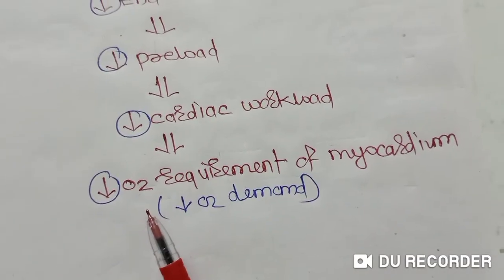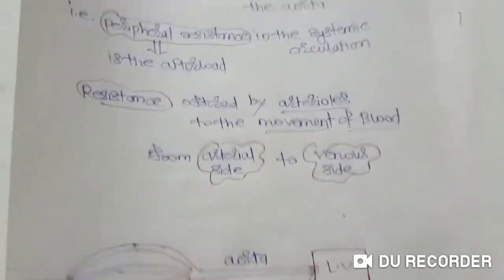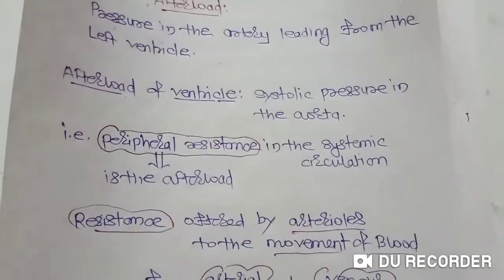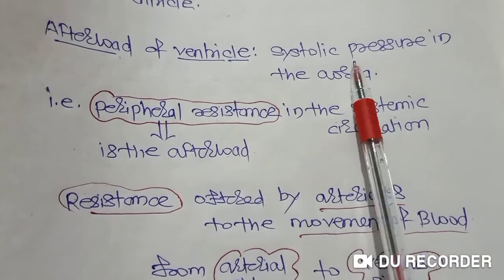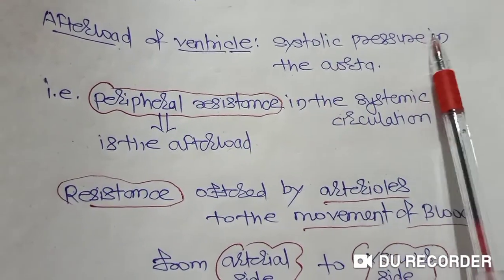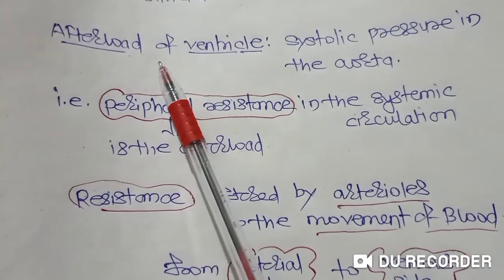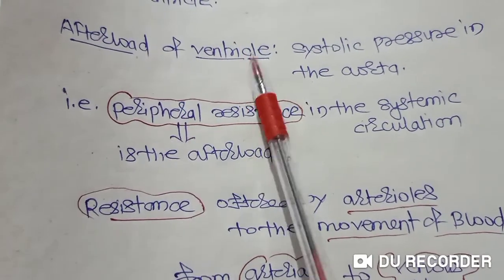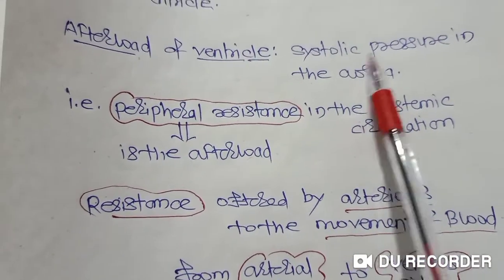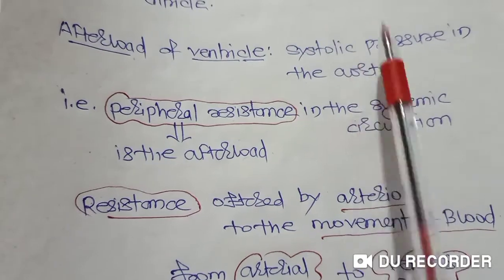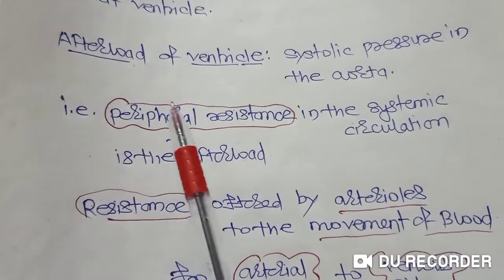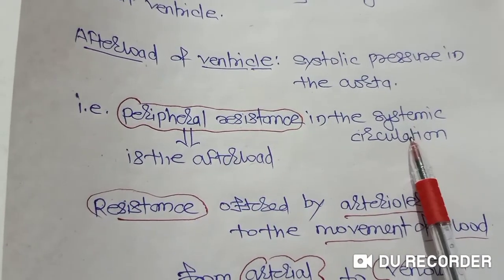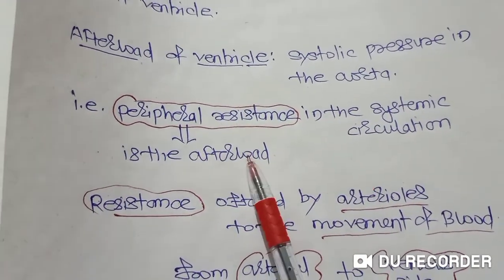Now we'll see the afterload. What is meant by the afterload of the ventricle? When we say afterload of the ventricle, in simple words we can say it is the systolic pressure in the aorta. Afterload of the ventricle is nothing but the systolic pressure in the aorta. Whatever systolic pressure in the aorta is called afterload. Or we can say peripheral resistance in the systemic circulation. Or peripheral resistance is the afterload.